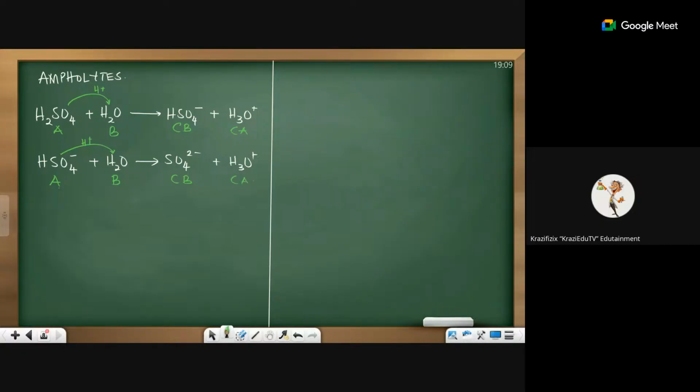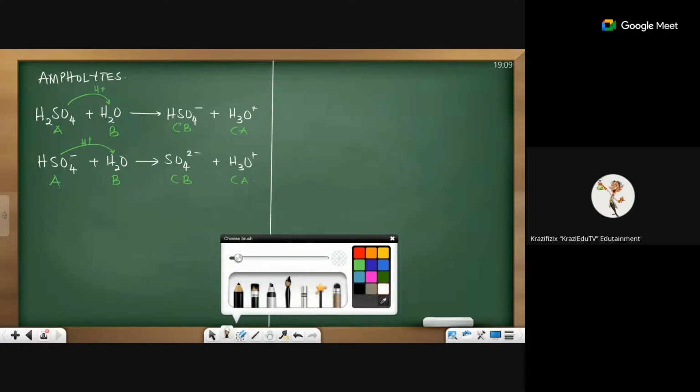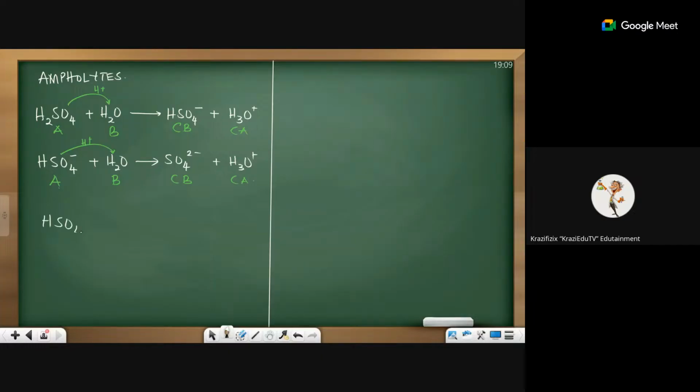Now, if you look at both equations, I wanted to see something strange there. Do you notice that HSO4 minus, in the first one, is behaving like a base? But in the second equation, it behaves as what? An acid. Wait, I want to write one more. I could also have HSO4 minus plus H2O to give me H2SO4. I wanted to see something. There's an unstable behavior here.